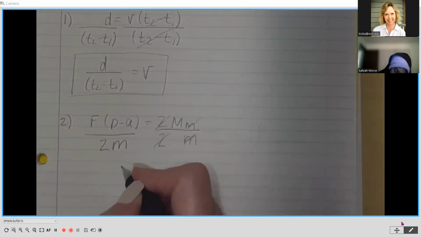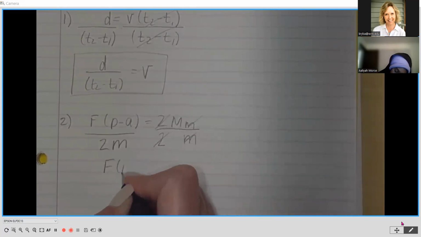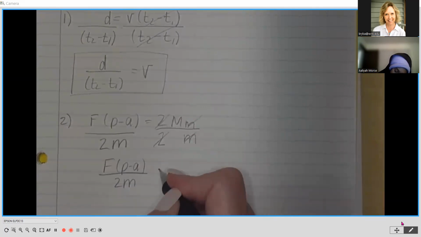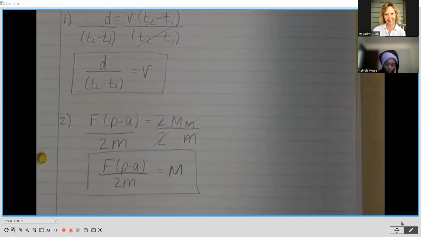So now I'm going to write my value here. I got M by itself. So I'm going to have F times P minus A divided by 2M is equal to uppercase M, and then box around your final answer.